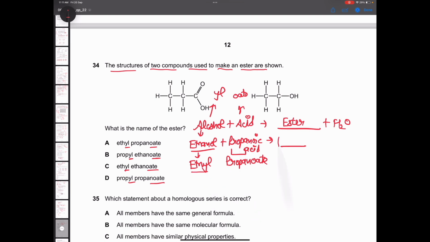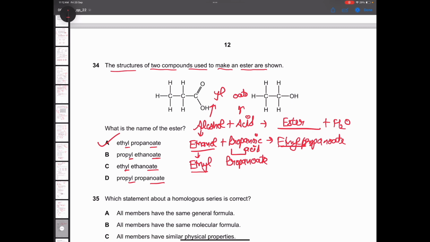So the answer will be ethyl propanoate. Which option is correct? Option A is correct. With alcohol, you always put "yl". If it is ethanol, you call it ethyl. If it is propanol, you call it propyl. If it is butanol, you call it butyl. And if it is propanoic acid, you call it propanoate for naming the ester. If it is butanoic acid, you call it butanoate.